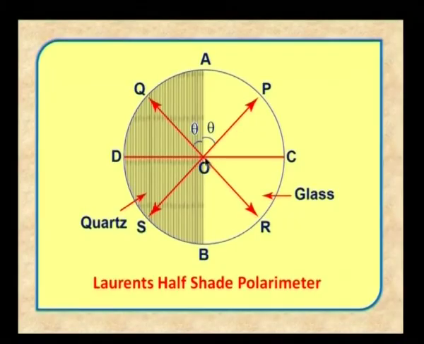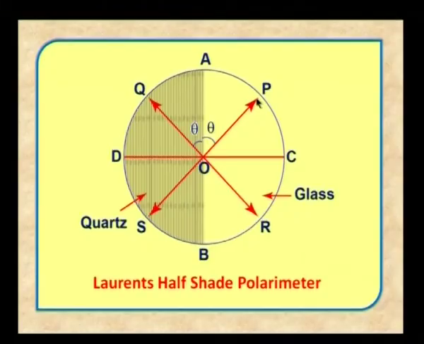One half of the light beam will be passing through glass, that will have the plane of polarization in this direction OP. Whereas, the other half of the light beam which is passing through quartz will be split up, because quartz is a material which will produce double refraction, that will lead to ordinary ray and extraordinary rays. So, the resultant between the ordinary and extraordinary will be along OQ.